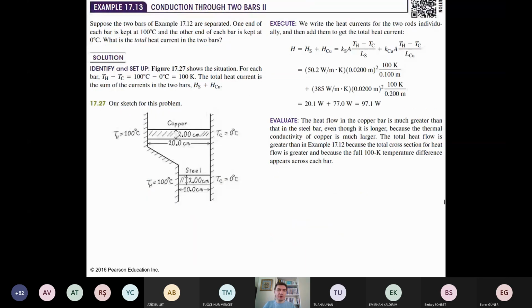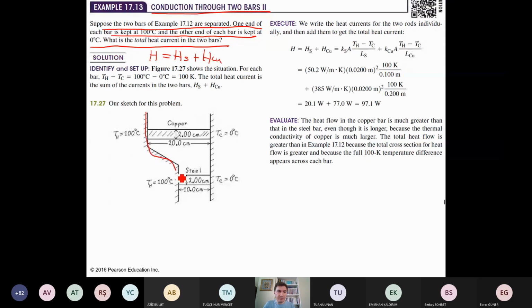Let me continue with the second condition with the same example, conduction through 2 bars 2. Suppose 2 bars of example 17.12 are separated. One end of each bar is capped at 100 degrees Celsius and the other end of each bar is capped at 0 degrees Celsius, what is the total heat current in 2 bars? Okay, again, total heat current H_S plus H_copper is asked, but now the situation is a bit different.